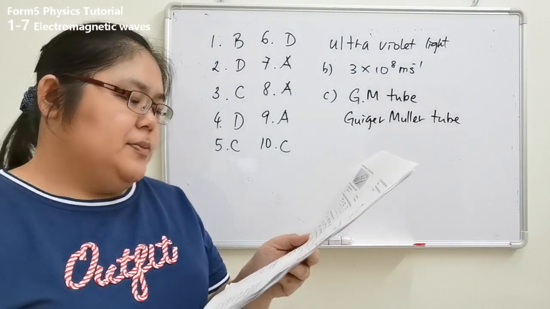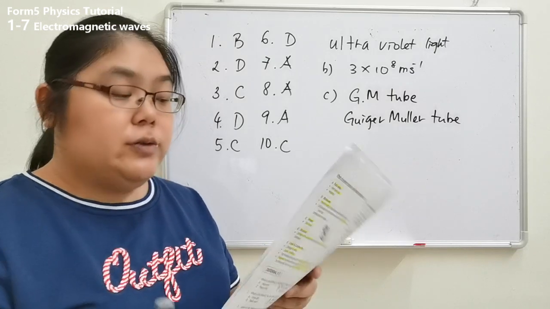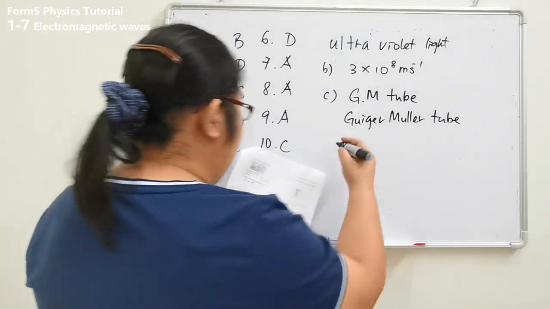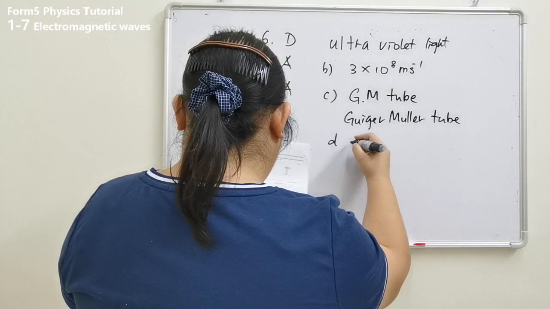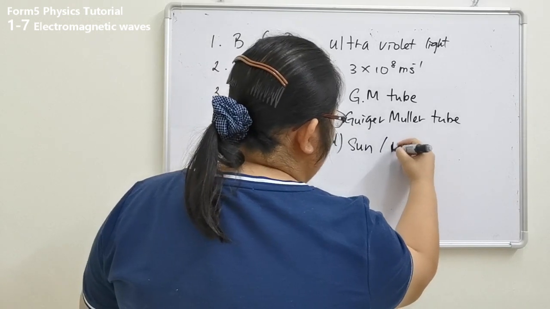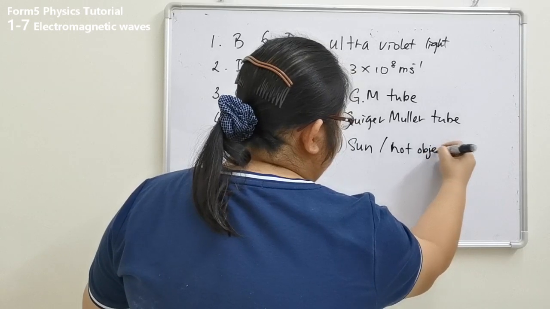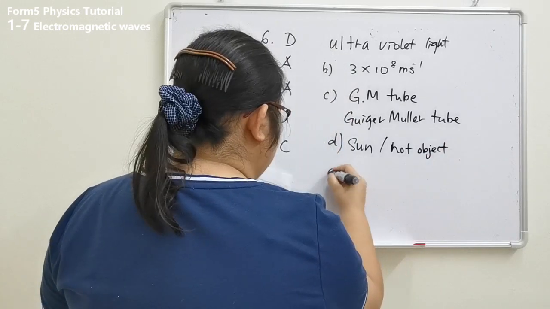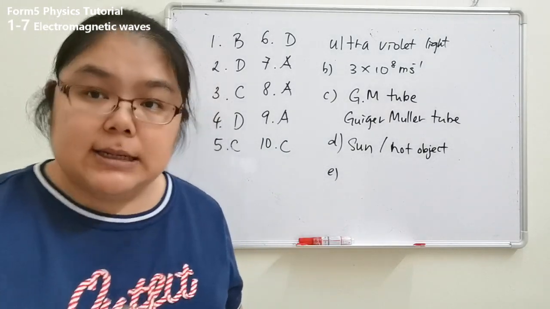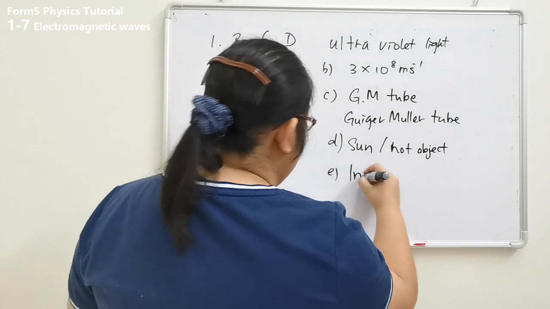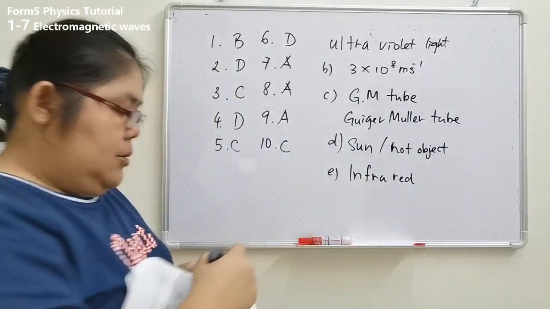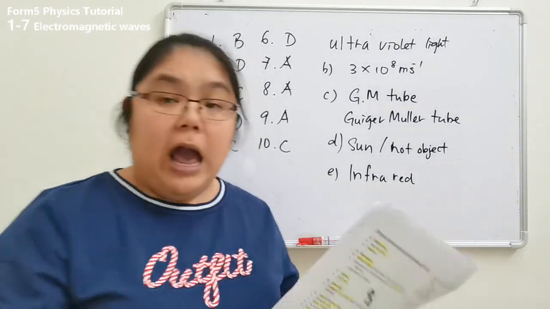Okay, the next one they ask for, name the source that produces Q. Q is what? Q is infrared. The source, so you give either one. So from here I can say there's the sun, from the sun, or you can say from a hot object. Okay, for the E, name the wave that can cause skin burn, not skin cancer, skin burn only. So there's infrared. Okay, infrared.